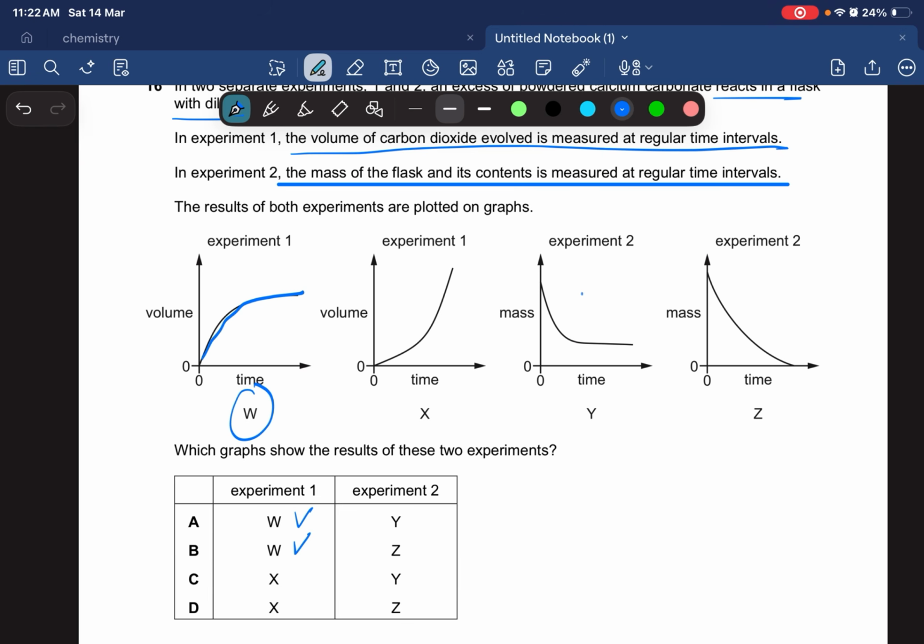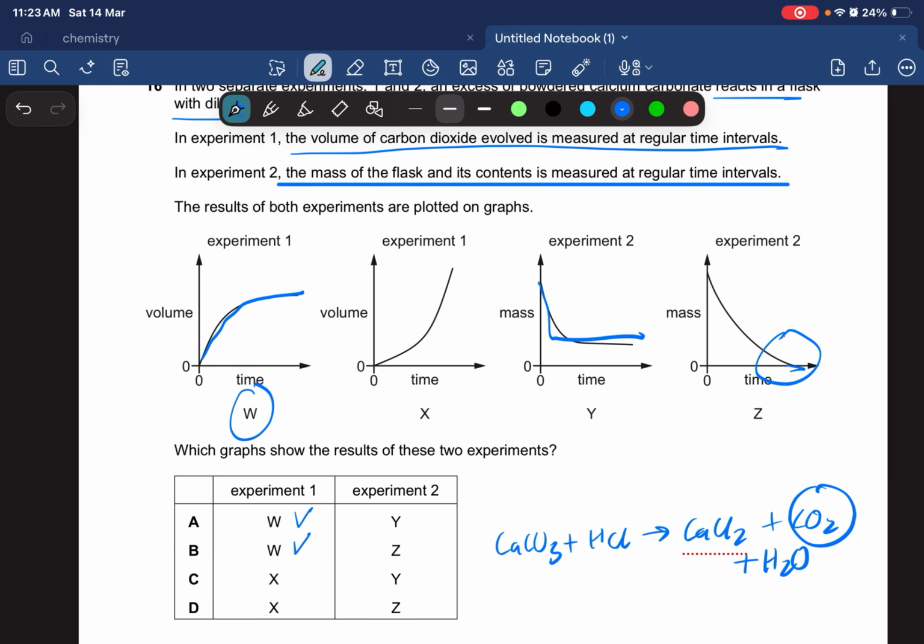And the mass of the flask is going to decrease, but it's not going to become 0. Why is it not going to become 0? Because look at the equation. When we make calcium carbonate react with HCl, we form CaCl2 plus carbon dioxide plus H2O. And this carbon dioxide gas is going to be released from the flask. But the water and CaCl2 are going to remain in the flask. So over here, experiment 2 is going to be Y. Fairly easy.